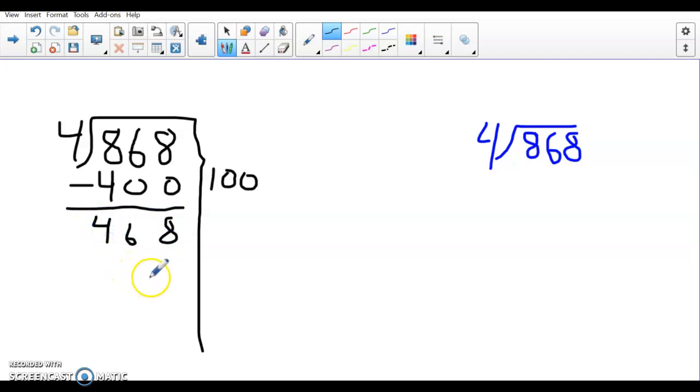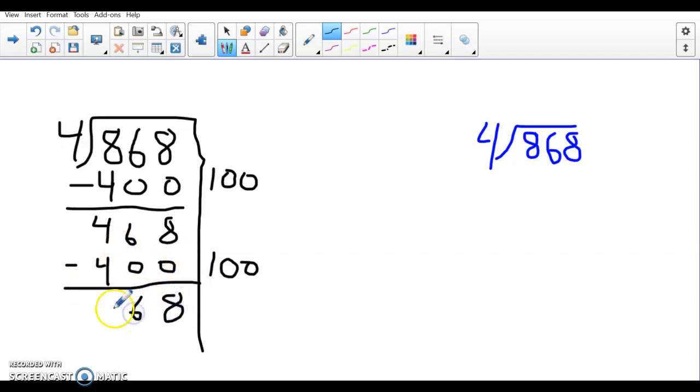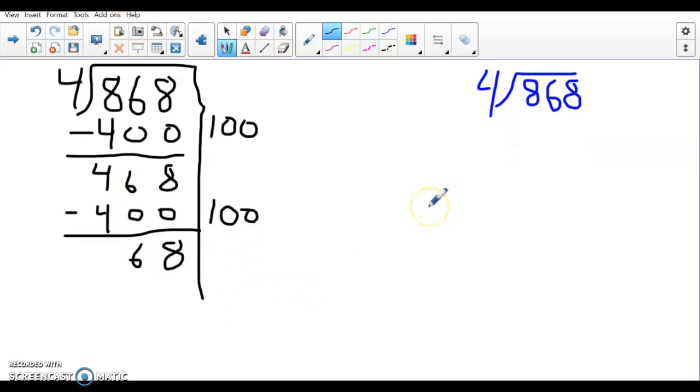One thing I noticed right away, I can do the same step again. I can take out 100 fours. And so do that. 100 fours is 400. And I subtract. 8 minus 0 is 8. 6 minus 0 is 6. 4 minus 4 is 0. Look at that. I'm getting pretty close already. So now, can I take out 100 fours again? No, not so much, right? 400 is way bigger than 68.